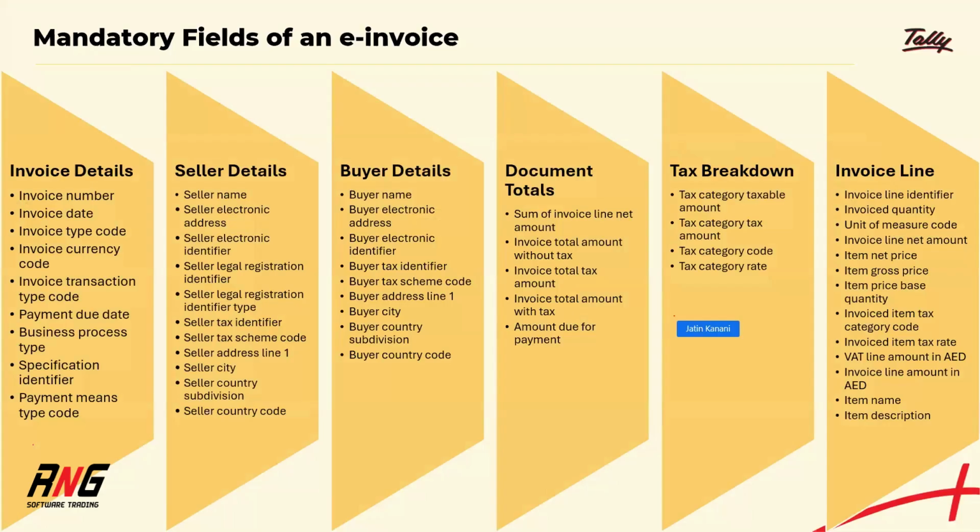Now again, these are the mandatory fields of e-invoice. These are the things that should mandatorily be there in Tally invoices, as per the FTA. If any of these fields are not available in the invoice, automatically the invoice gets rejected, and it comes back to the person who has generated the invoice. So: invoice details, seller details, buyer details, document totals, tax breakdown, invoice line. There are multiple line items mentioned under all these particular details. These are the mandatory details you need on your invoice to generate a successful e-invoice.